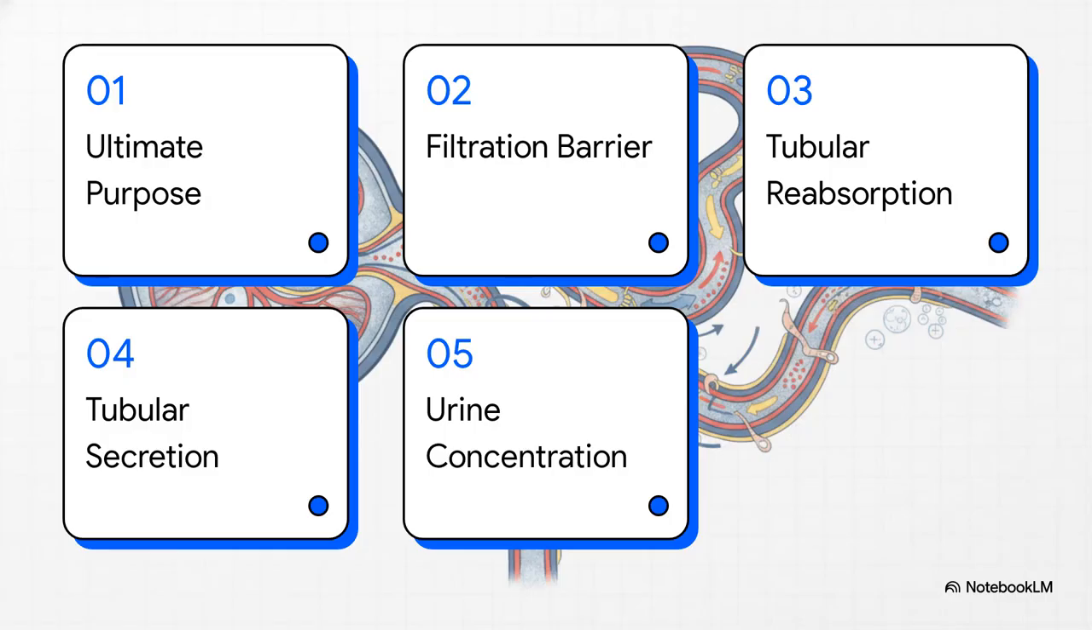Here's our roadmap for today. We'll quickly cover the nephron's ultimate purpose, the three-layer filtration barrier, tubular reabsorption, tubular secretion, and finally, urine concentration and ADH. Let's get right into it.